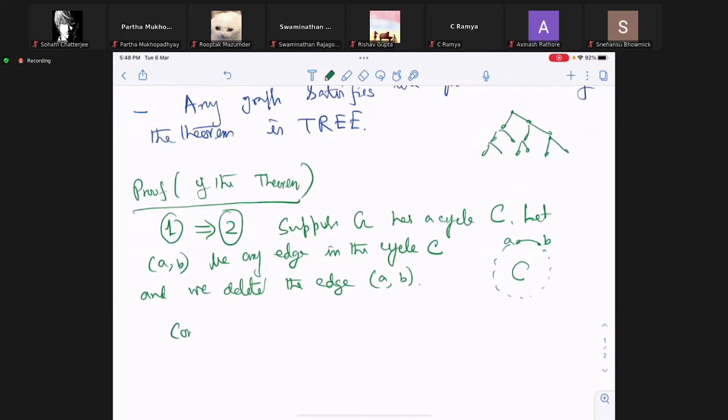Now consider any two vertices. What do you want to prove so that it is not minimally connected? That's the contradiction I want to bring, right? That means you give me any two vertices, I'll still exhibit a path between them, even after deletion of that edge AB, right? Then it will violate the condition that it is minimally connected.